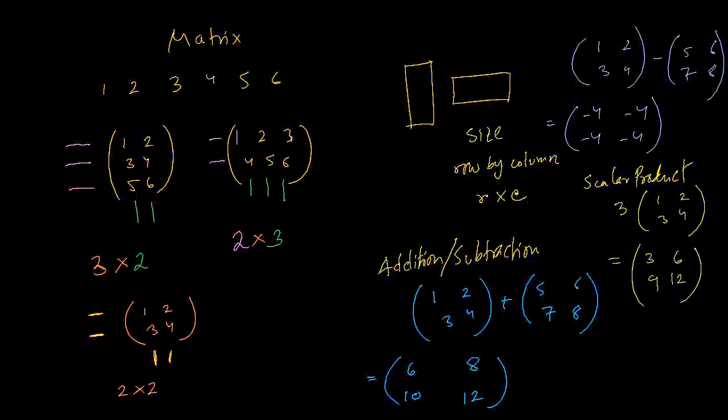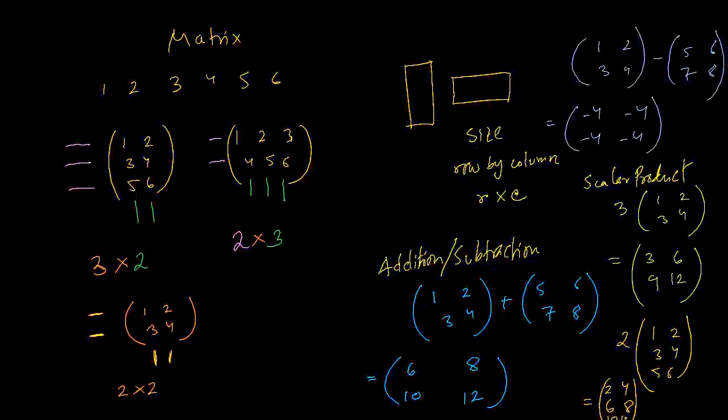In case of scalar products, it doesn't really matter what the size of the matrix is. If I want to multiply 2 with 1, 2, 3, 4, 5, 6, so this is a 3 by 2 matrix, 3 rows and 2 columns, then it would turn out to be 2 into 1 is 2, 2 into 2 is 4, 2 into 3 is 6, 2 times 4 is 8, 2 times 5 is 10, 2 times 6 is 12. So that is the scalar product.